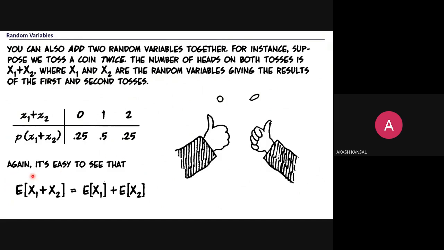If you calculate it this way, the expectation of X1 plus X2 is going to be 0 into 0.25 plus 1 into 0.5 plus 2 into 0.25. Once you calculate it this way, try calculating the other way. What is the expectation of X1? 0.5. What is the expectation of X2? 0.5. So the expectation of X1 plus X2 is going to be 1.